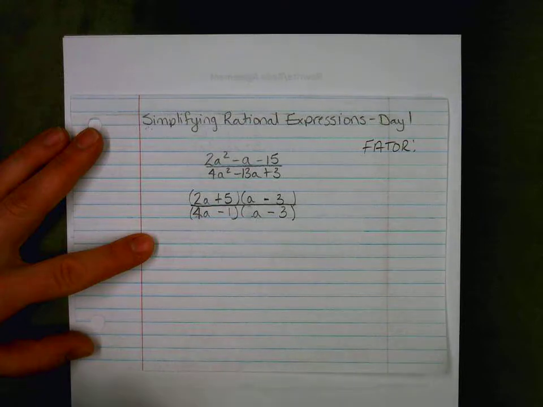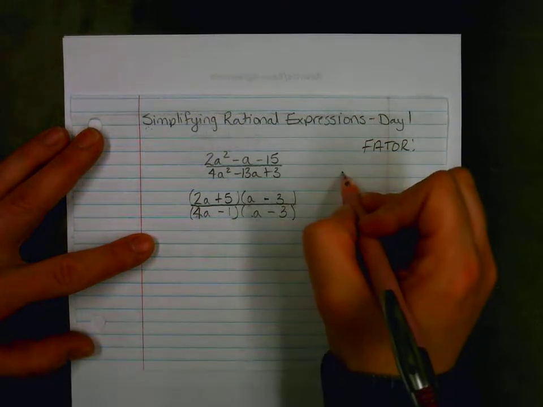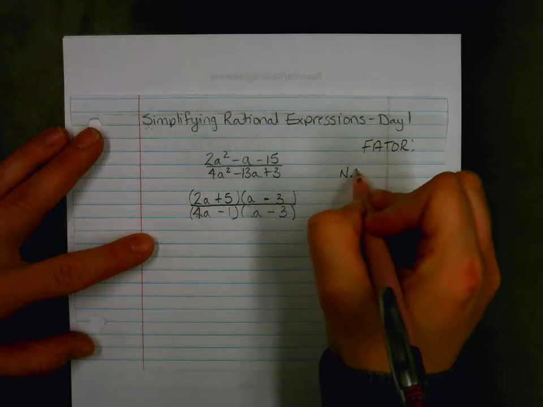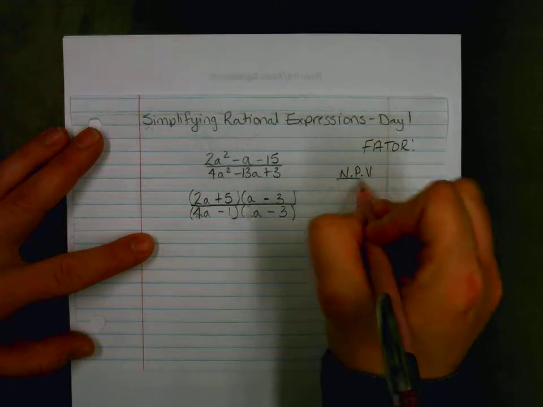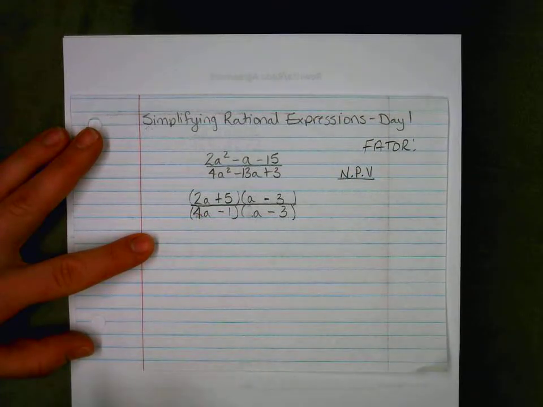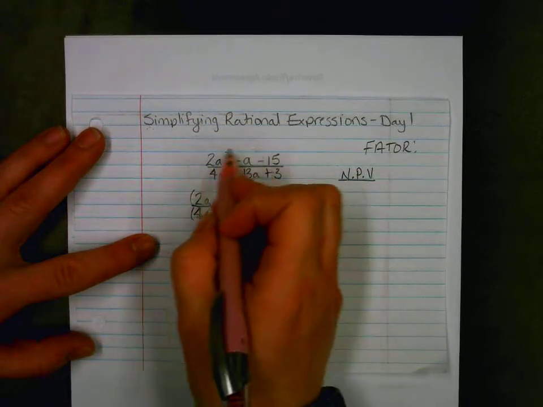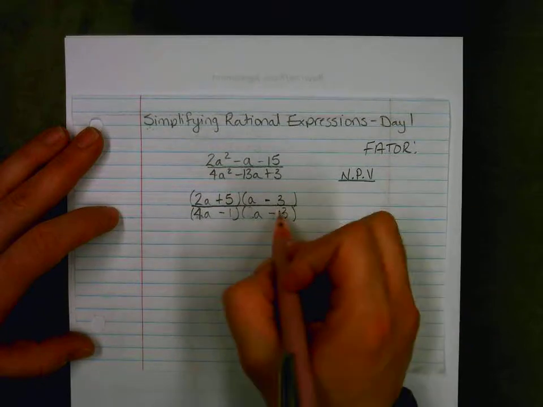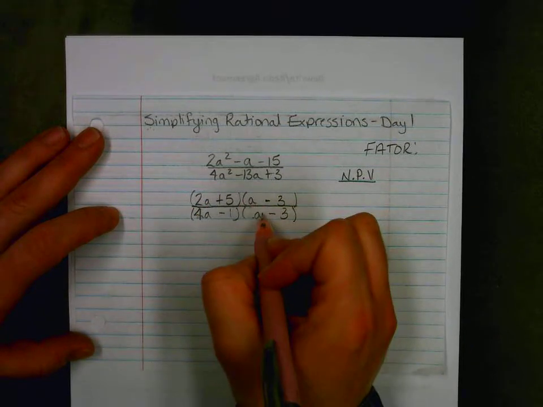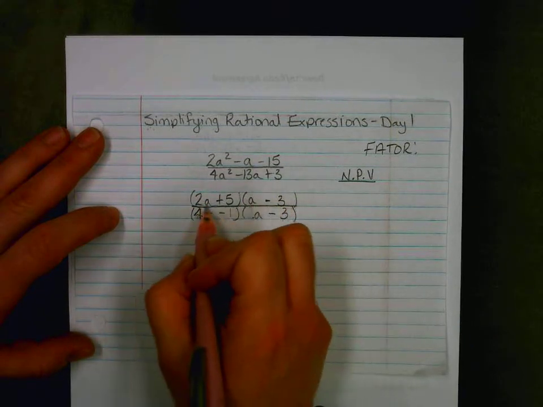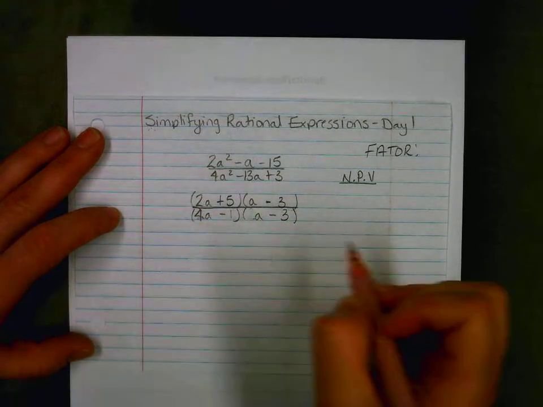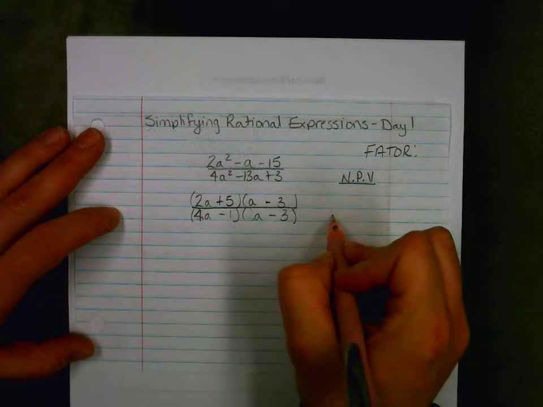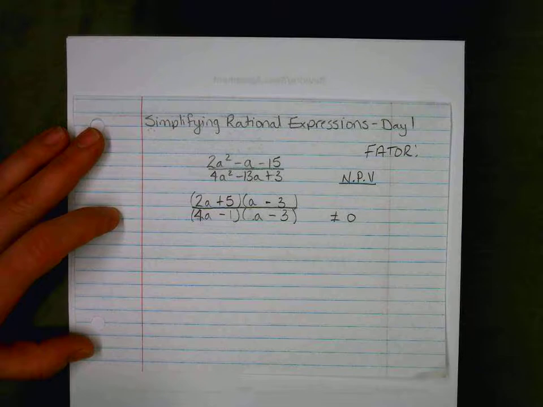All right, before I move on to now canceling our expressions, I want to talk about non-permissible values. A non-permissible value is a value in your denominator that does not satisfy the expression. So we know when we divide fractions that this entire expression in my denominator cannot equate to 0, because we cannot divide anything by 0.